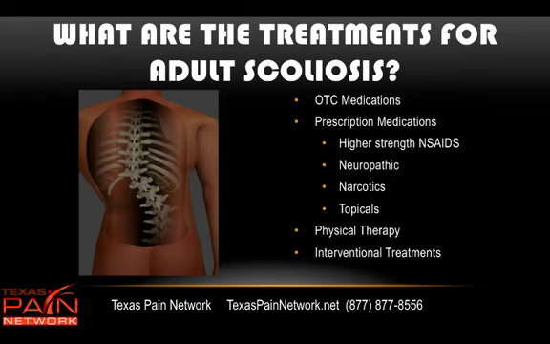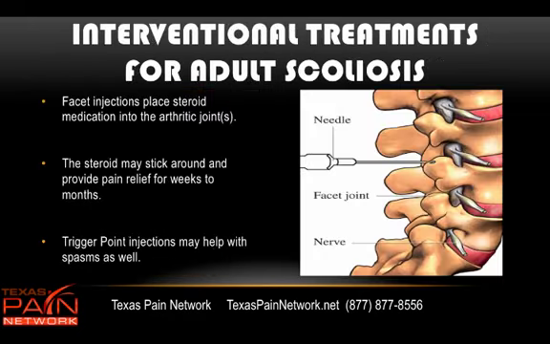Physical therapy can be very beneficial along with interventional treatments. This may include a facet injection, so you have a needle going right into the arthritic joint and providing steroid medication just like you would have with a degenerative hip or a knee. This steroid may stick around for weeks to months and help with pain relief. Trigger point injections go superficially just below the skin. They can help relieve muscle aches and spasms.